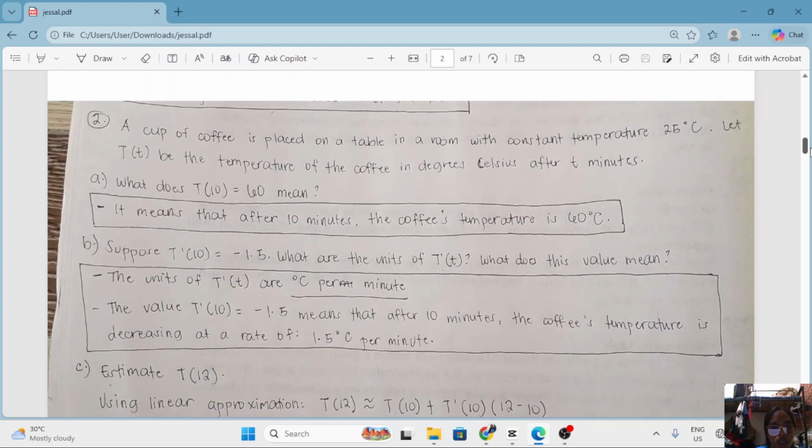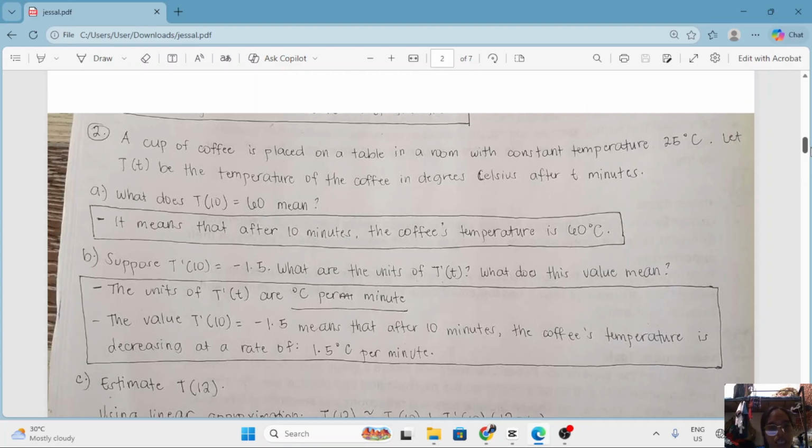So number 2 question. A cup of coffee is placed on a table in a room with constant temperature of 25 degrees Celsius. Let T of t be the temperature of the coffee in degrees Celsius after t minutes. So in letter A, what does T of 10 is equal to 60 mean? So as you can see, it means that after 10 minutes, the coffee's temperature is 60 degrees Celsius.